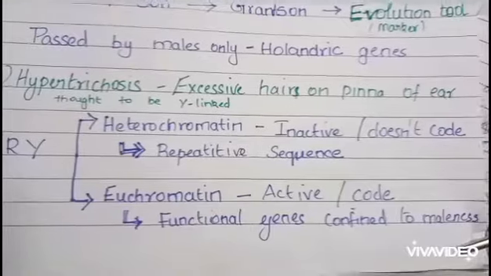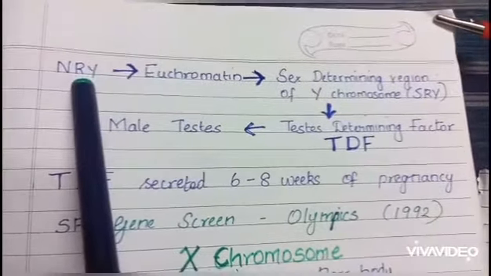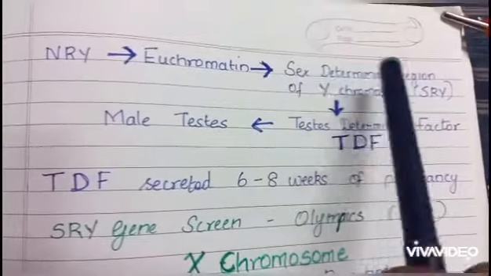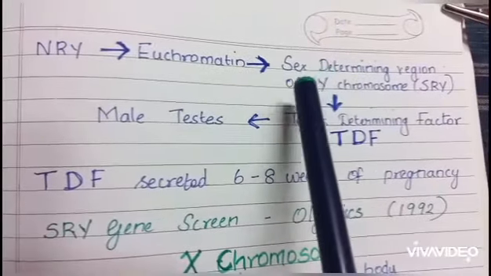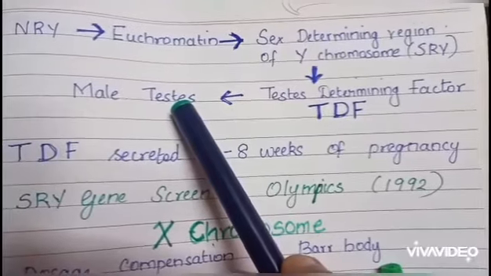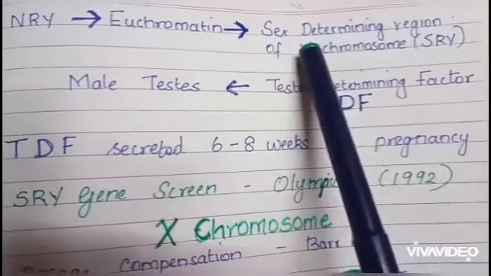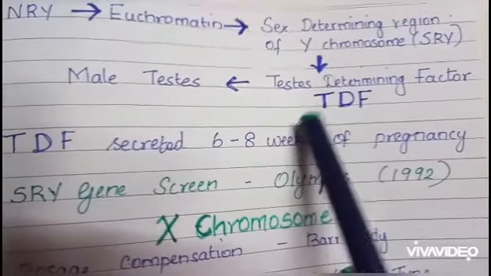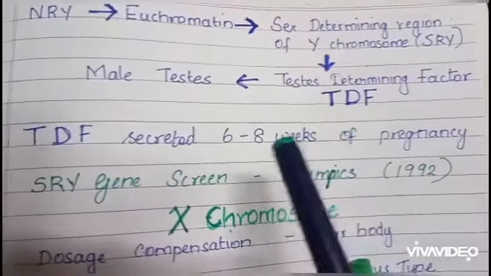confined to maleness. Within the euchromatin of the NRY region, there is a region called the SRY region, or sex determining region of the Y chromosome, which is responsible for producing a protein called testis determining factor that initiates the formation of male sex organs. The SRY region genes start secreting TDF even when the fetus is 6 to 8 weeks old in the mother's womb.